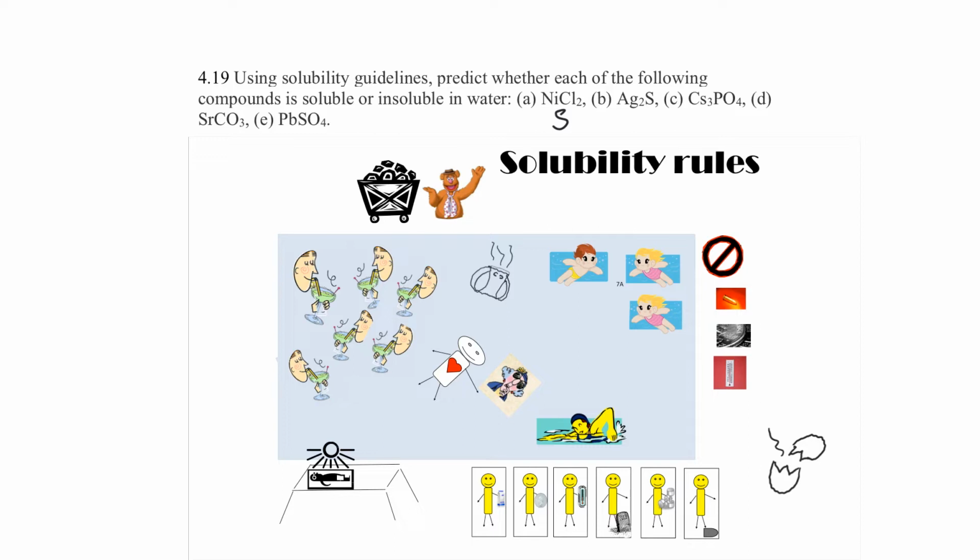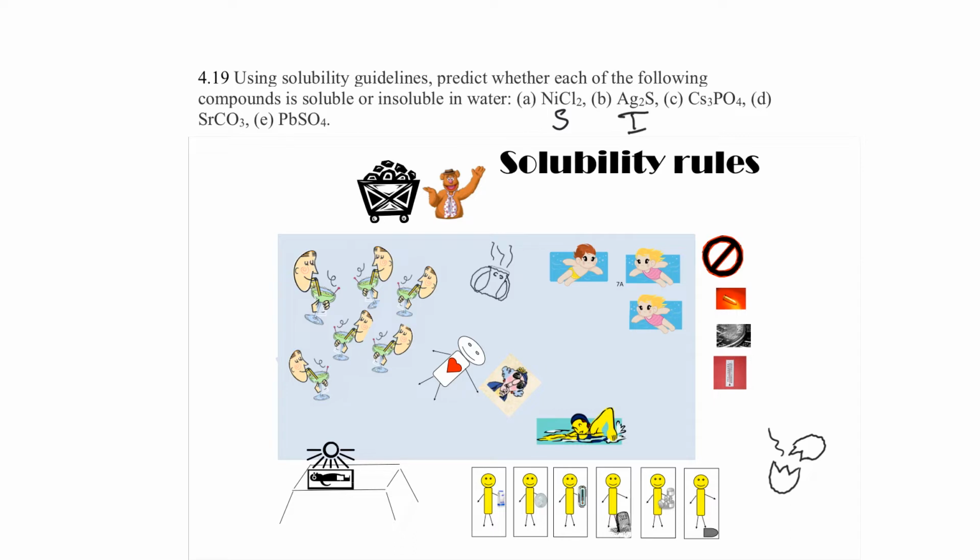Okay, let's do B. Silver sulfide. Sulfides are the rotten egg. All sulfides are insoluble, so silver sulfide will be insoluble.